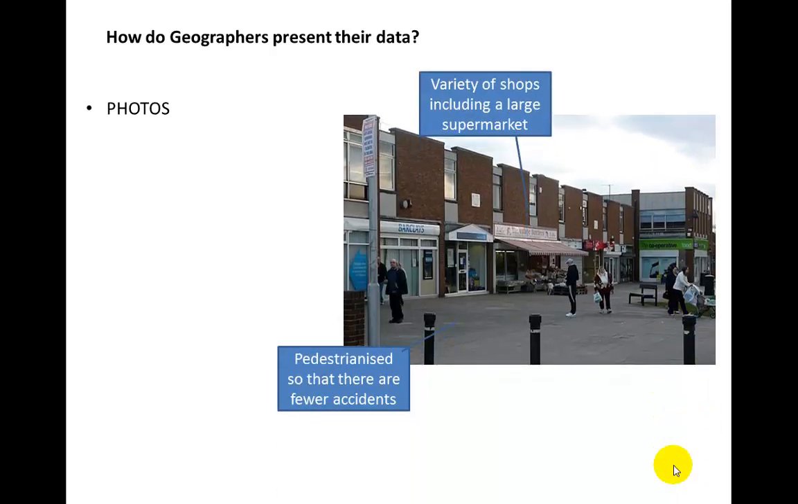The photographs you could take yourself using a digital camera or even a mobile phone, or you could use a secondary source and take them from the internet. Notice that the most important thing about this photograph is the detailed labels that have been attached to it.